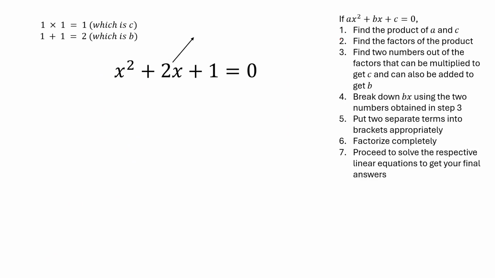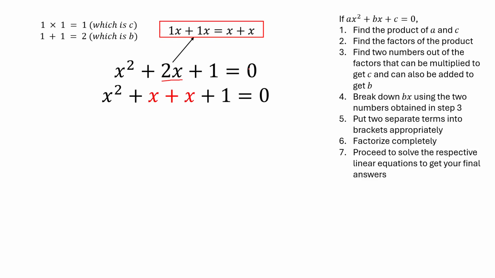After getting those two numbers, we move on to step 4, where you break down the bx. Bx is the 2x over here. So you break it down using the two numbers you obtained. That's going to be 1x plus 1x plus, again, we don't write 1x in mathematics, so that's just the same thing as x plus x. So you break 2x down like this.